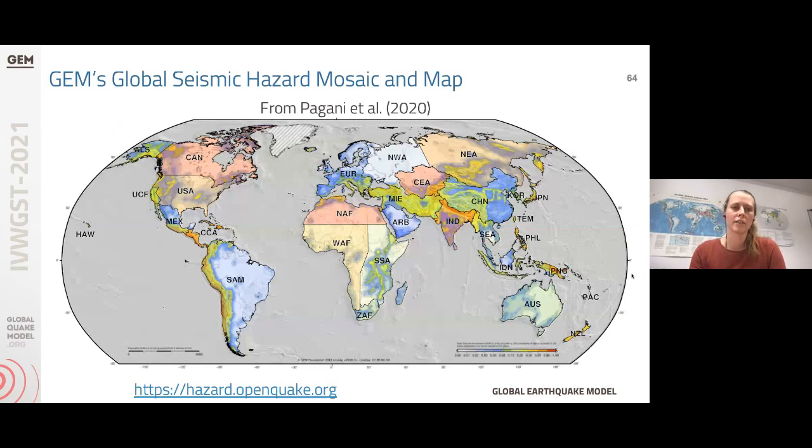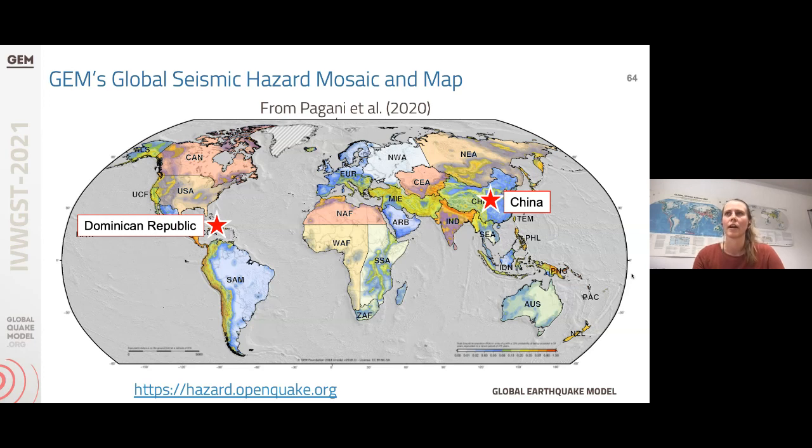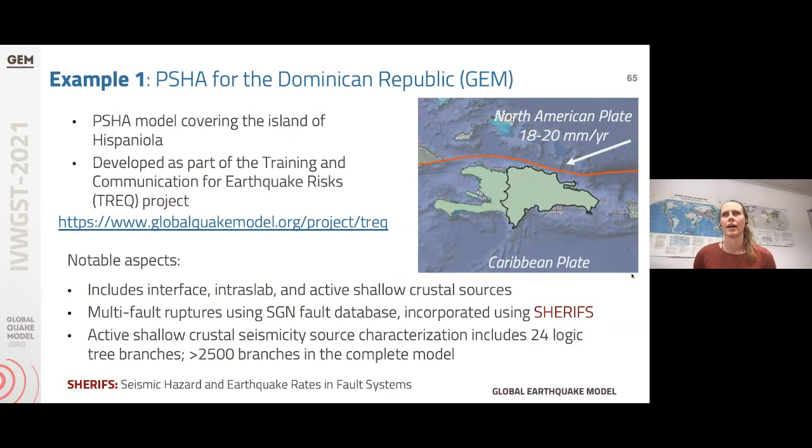So to finish up, I'll come back to the global seismic hazard mosaic and map. I'd like to just give a brief overview of 2 models that we're in the process of updating now. These are for the country of China and for the Dominican Republic. Starting with the Dominican Republic, this is a PSHA model that covers the island of Hispaniola, which sits close to the boundary between the Caribbean and North American plates. This was developed as part of the TREC project that is currently ongoing within GEM.